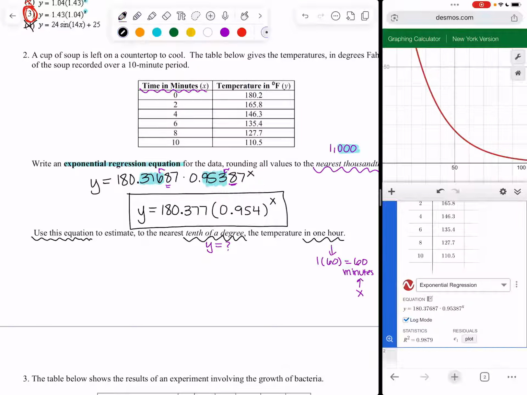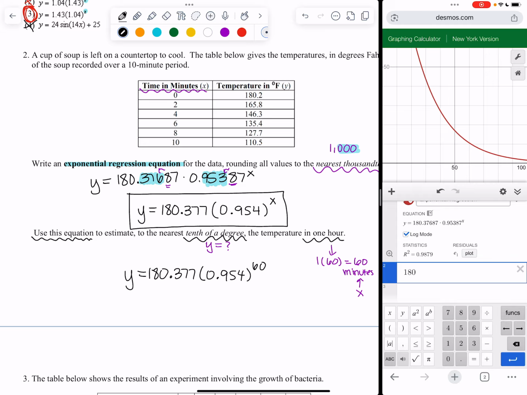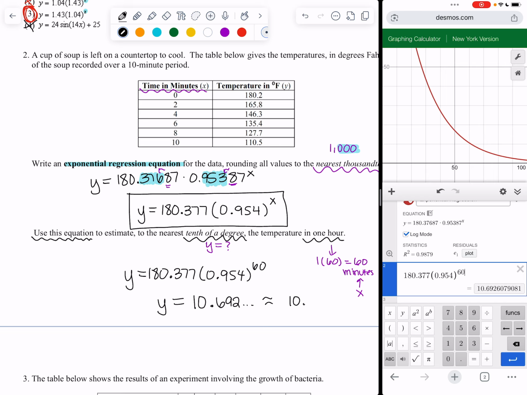Okay, so I'm going to plug in for x, 180.377 times 0.954 to the 60. So we can come over here, take our equation, and again, we're using the rounded equation. Okay, and to the nearest tenth of a degree, that would be 10.692. So nearest tenth, it would be 10.7 degrees Fahrenheit. You don't have to write the units. You could just write 10.7.